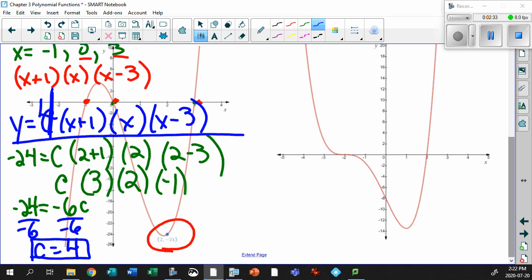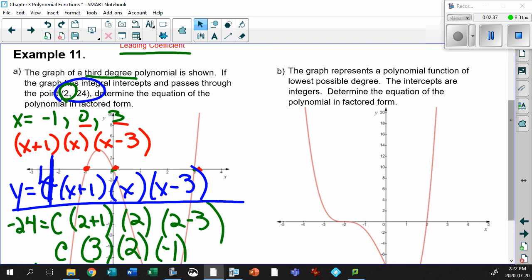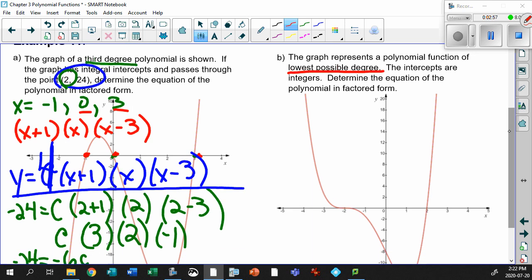Well, let's see if we can do that again with the next question. Here's question B. It says the graph represents a polynomial function of lowest possible degree. So in other words, you're not going to go into massive multiplicities. You're just going to keep it as simple as possible. The intercepts are integers. Determining the equation. Now notice, it gave you a hint here. It says intercepts.